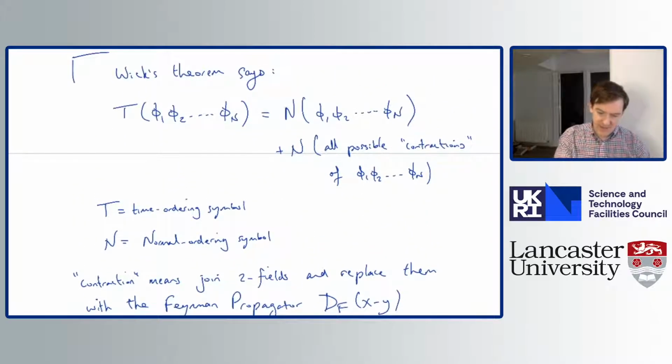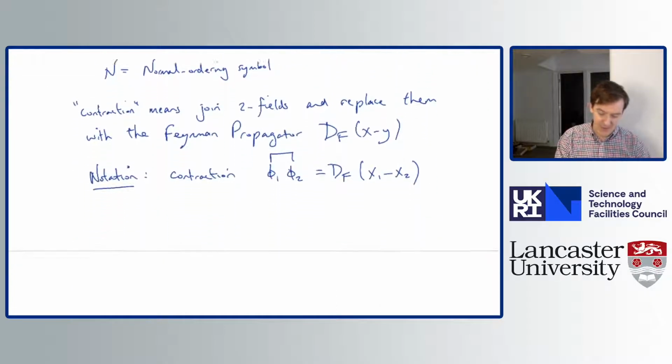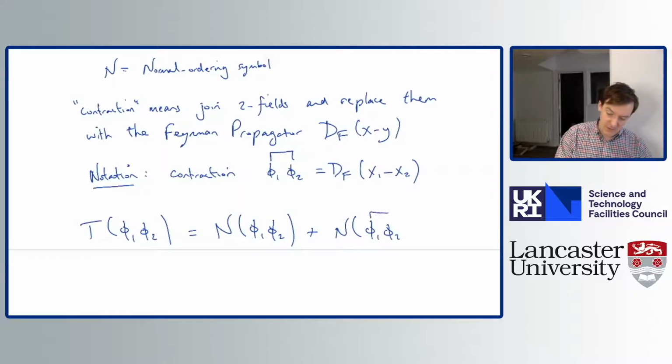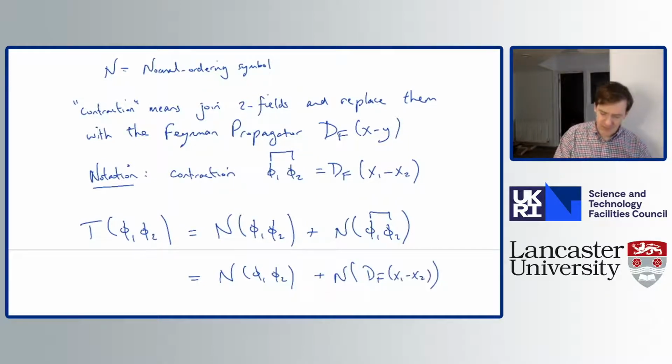Let's look at what Wick's theorem says for the simplest case, which is a pair of fields. Let's do T phi 1 phi 2. It tells us to take the normal ordering of all of the fields plus the normal ordering of all possible contractions. So we end up with N phi 1 phi 2, and then here we've contracted these fields, so we replace it with the Feynman propagator. When we do this, this normal ordering operator is completely redundant because we no longer have fields. We've replaced them with a Feynman propagator, so we're just going to delete it.